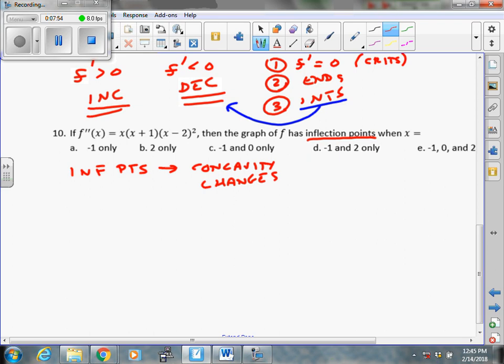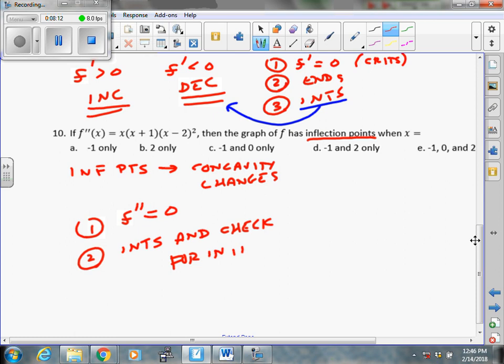So steps: 1, set your double derivative equal to 0. Step 2, do intervals and check for change in sign. That means you want to see it's changing from positive to negative or negative to positive. But if you get a negative negative interval, then it's not a point of inflection in between.